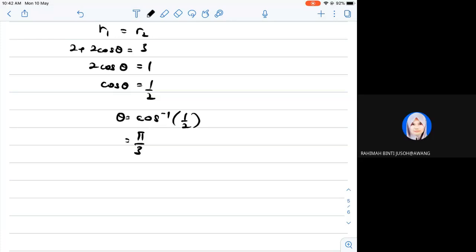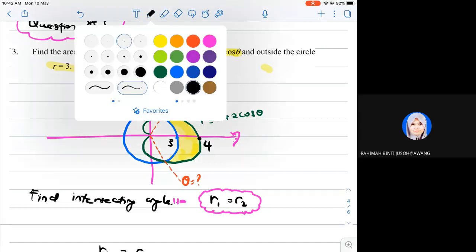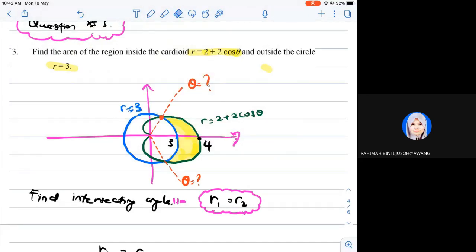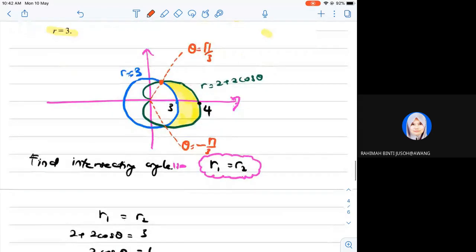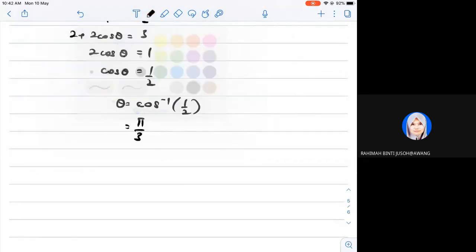Okay, good. So now, as I mentioned earlier, kat atas ni, sekejap ni saya padam, kat atas ni dia pi over 3. Memandangkan graf kita cos, of course kita tahu dia simetrik pada paksi X. So bila simetrik dekat bawah pun dia akan jadi negatif pi over 3 lah. Macam tu, negatif pi over 3. Okay, so now let us proceed.